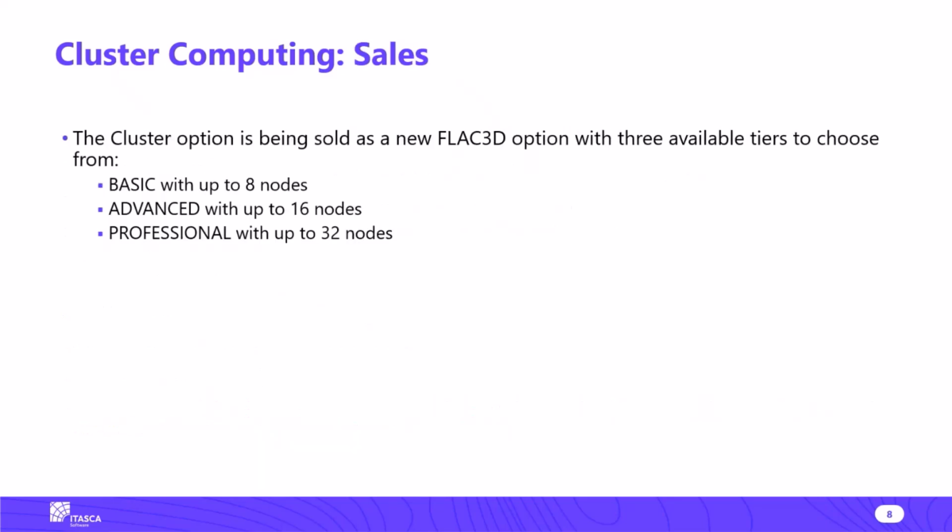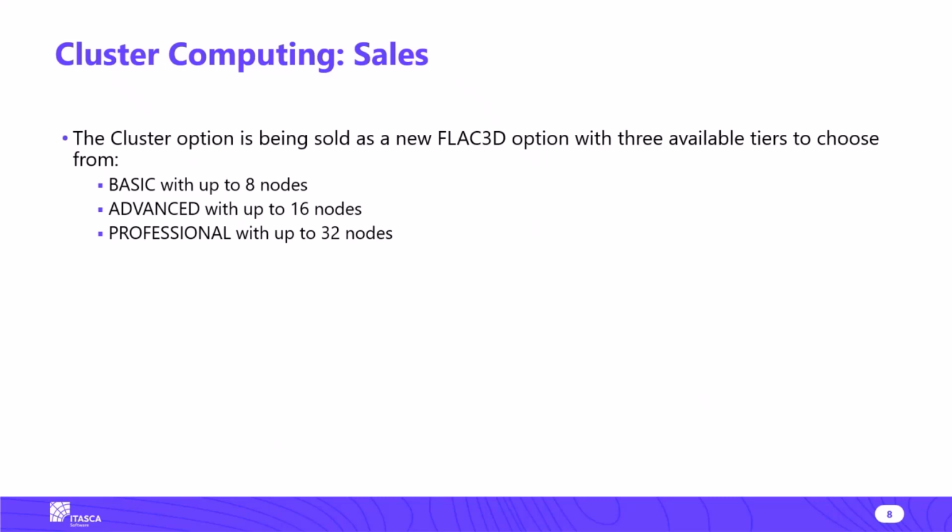Okay, how do the sales work? So the cluster computing is built into regular old FLAC3D, so you don't need a special version or anything like that. All you need to do is buy the option. We have 3 choices here: the basic option up to 8 nodes, advanced up to 16 nodes, or professional up to 32 nodes. If you want more than 32 nodes, you're going to have to call us.